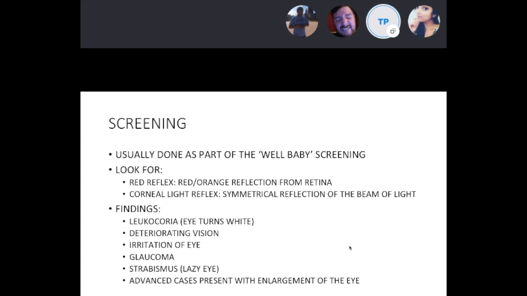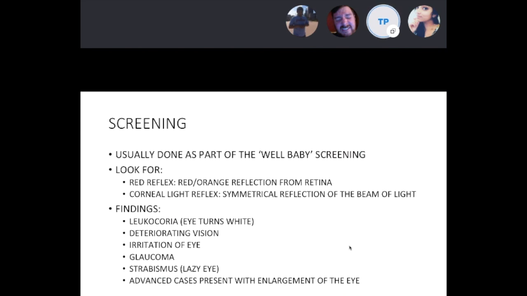Okay. So for screening, this is usually done as a part of the well baby screening when you see them for well child visits. For the normal child, in general, you're going to look for a red reflex, and the normal response you should see is a red or orange reflection from the retina. You also look for the corneal light reflex, and if normal, you should see symmetrical reflection of the beam of light.